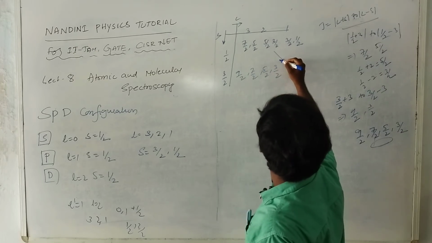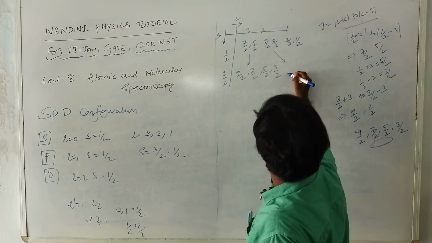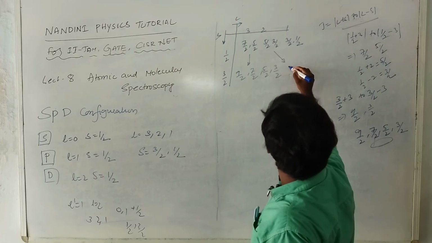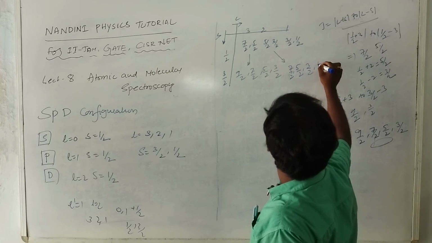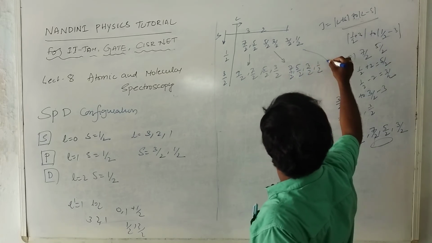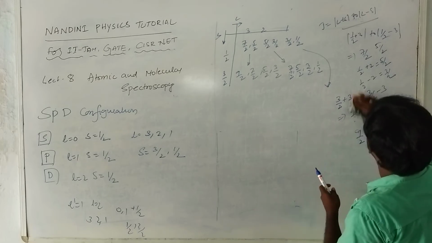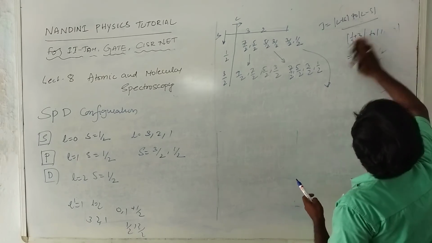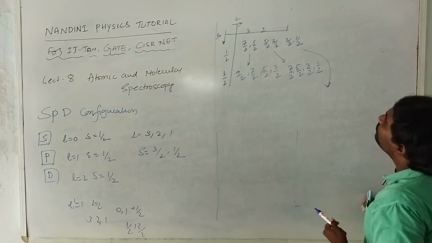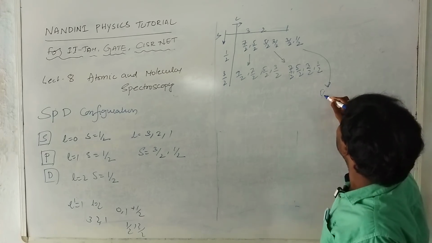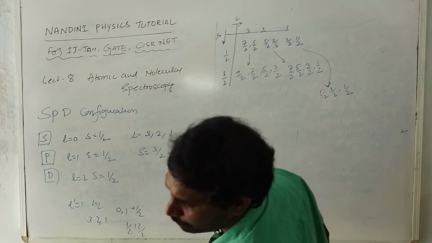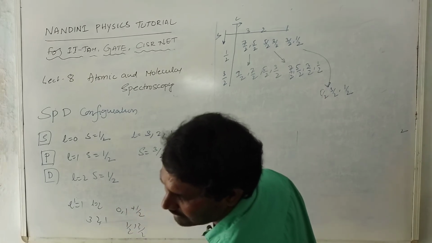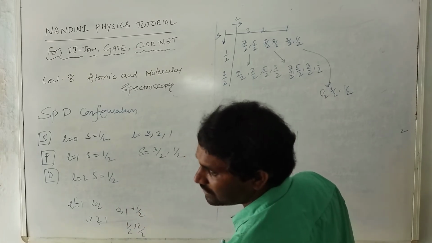So what about this case? In this case, 7 by 2, 5 by 2, 3 by 2, 1 by 2. So in this case, I'll write here, I'll remove all these things. If you do the calculations, you will get it. See, 5 by 2, 3 by 2, 1 by 2. Okay. So this is actually the possible set of values. Understand? These are the possible set of values.